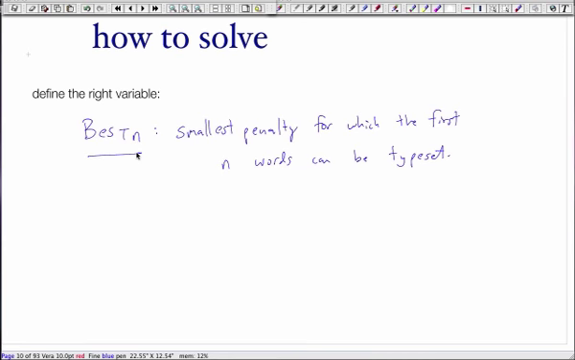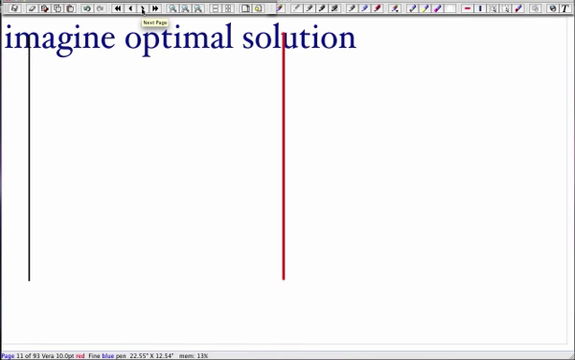Our goal is, of course, to come up with a dynamic programming equation for best n. Once we have that equation, an algorithm will fall out. How did we come to this solution/equation? As with many of these dynamic programming problems, we imagine the very last step. We said, what happens in the very last step in the optimal solution?